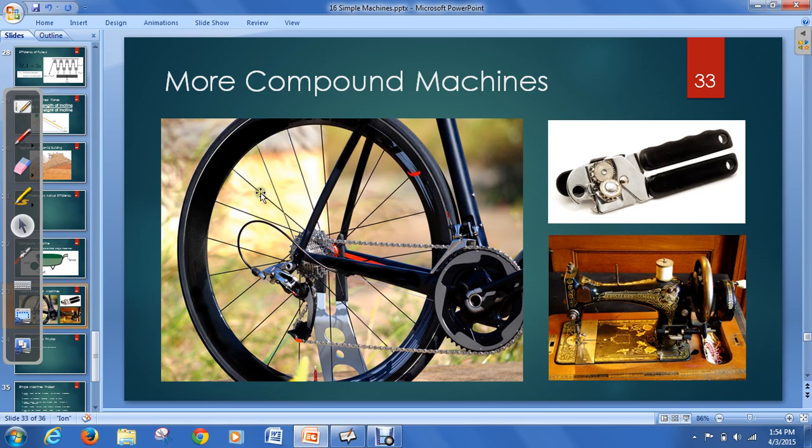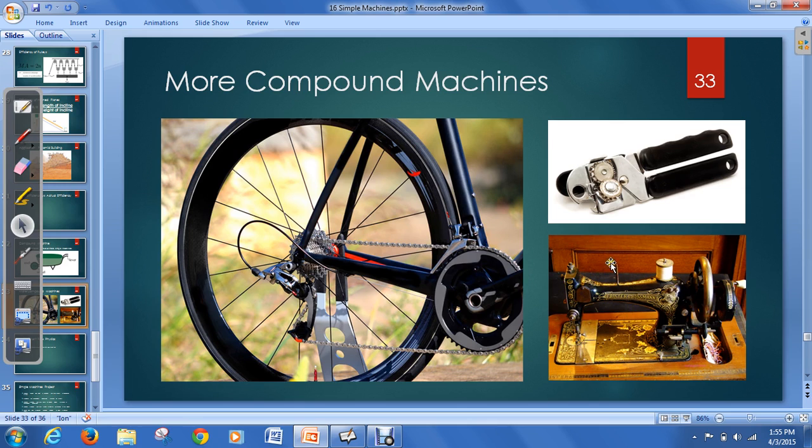Other examples of compound machines are bicycles. There are pulleys for the chains. There's the wheel and axle. The handlebars are a lever. A lot of things in the bicycle make this a compound machine. A can opener has 2 levers on it. It has a wheel and axle. It has a wedge that actually bites into the can. A sewing machine has a wheel and axle for the thread. It has a wheel and axle to rotate. It uses a lever to push on the machine to make it move. It has a wedge in the needle that gets it to go through the fabric.